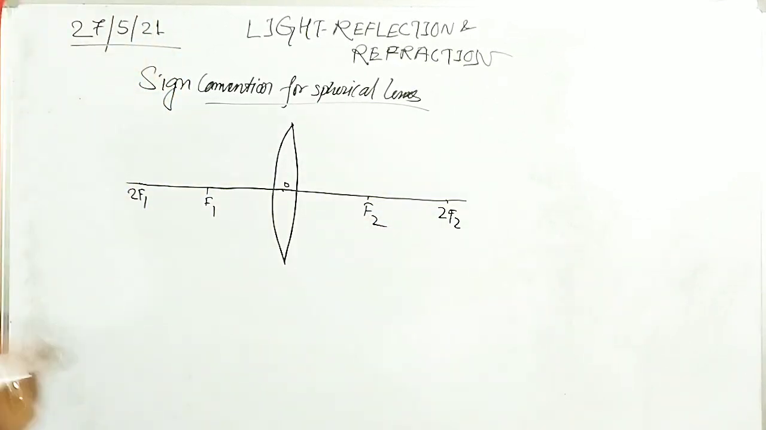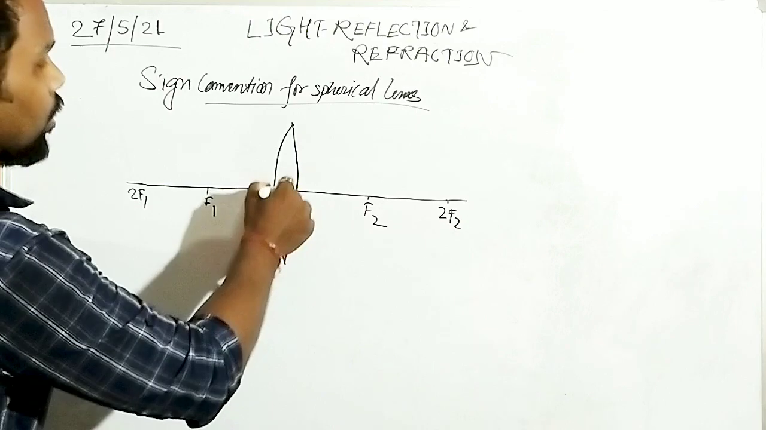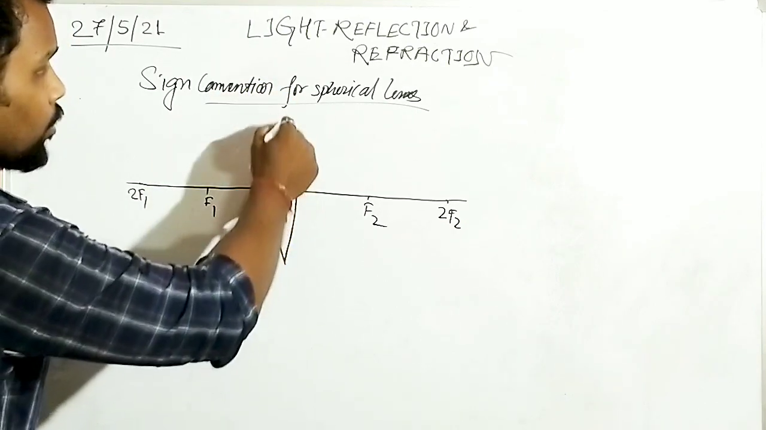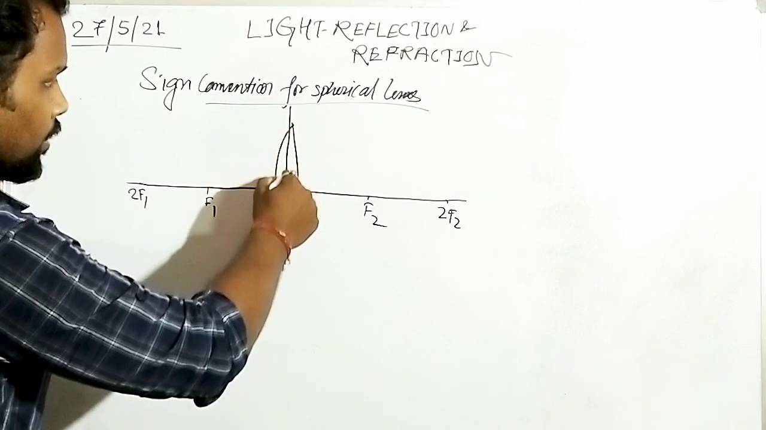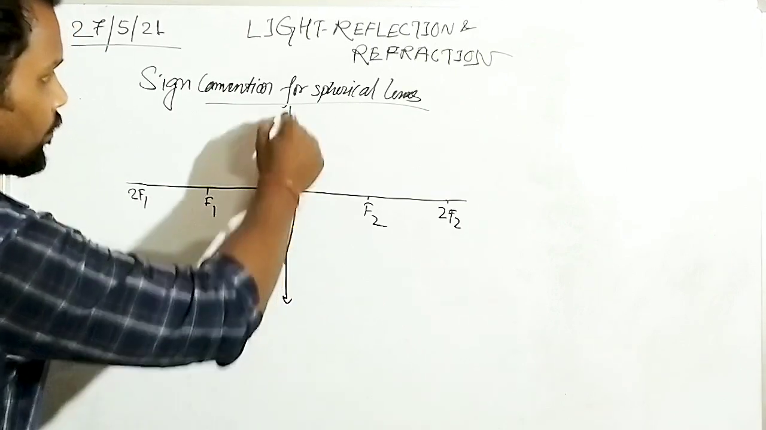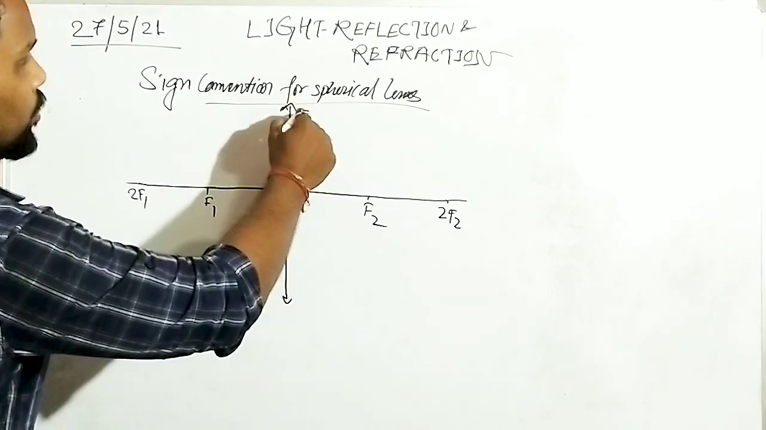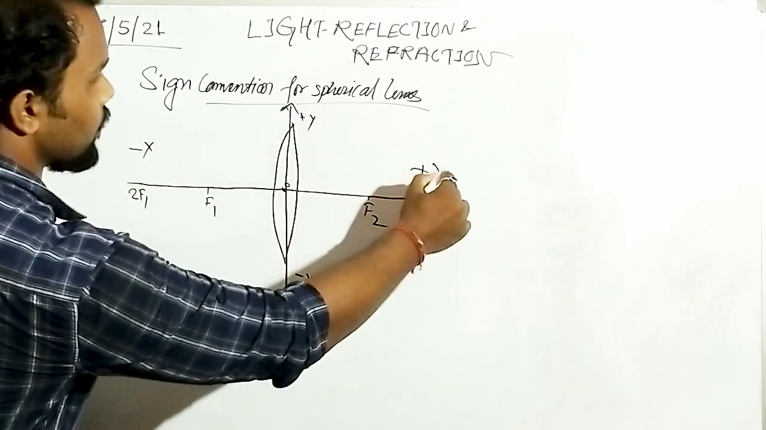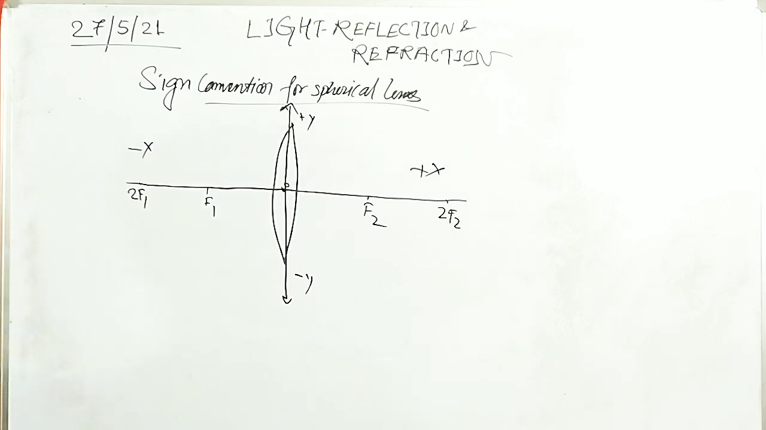In case of the mirror, I told you that this principal axis we always consider as the x-axis, okay? So here I will consider the axis that passes perpendicular to this x-axis as the y-axis. This is going to be the y-axis. This is positive y, this is negative y, this is the negative x-axis, this is the positive x-axis. These two you understood, right?